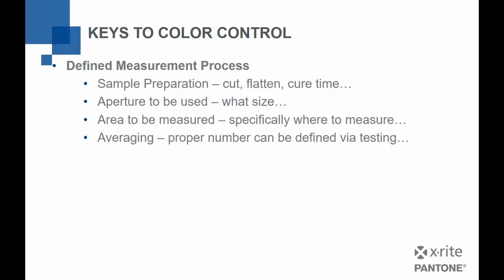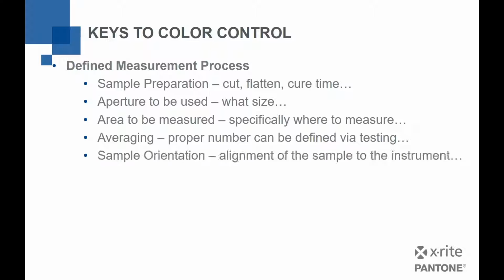So we can define those things, and we need to define them as well as orientation, right? Am I going to rotate the sample? Am I always going to hold it in the same orientation? If we can define all of these things, then what we get is a repeatable process. And if we've got multiple plants, or I need to communicate with my supplier or my customer, depending on where I am in the supply chain, if we're all doing these things the same way, then we get repeatable results that we can share with one another.